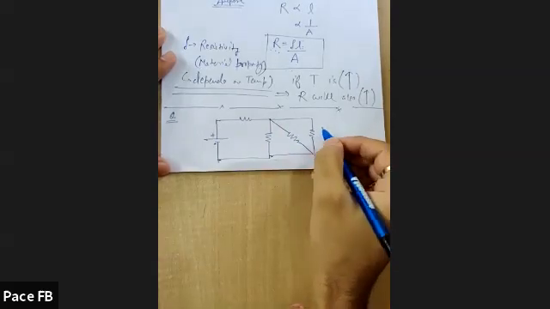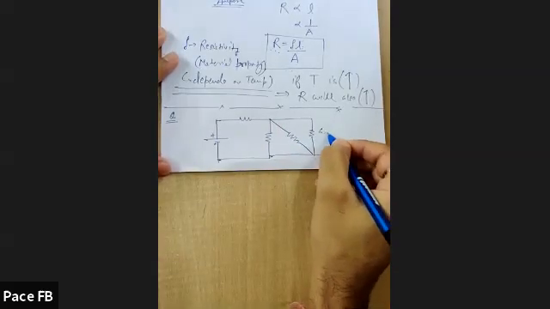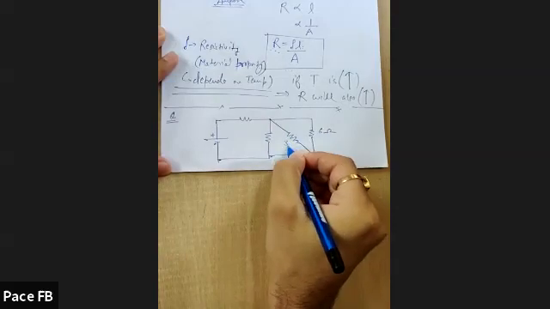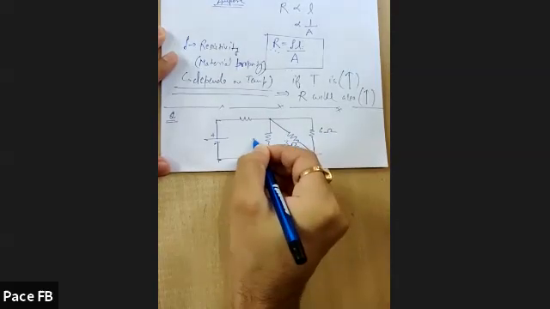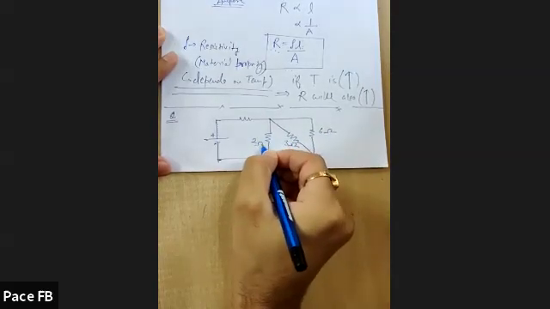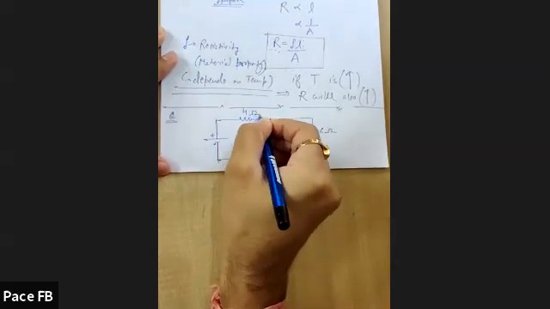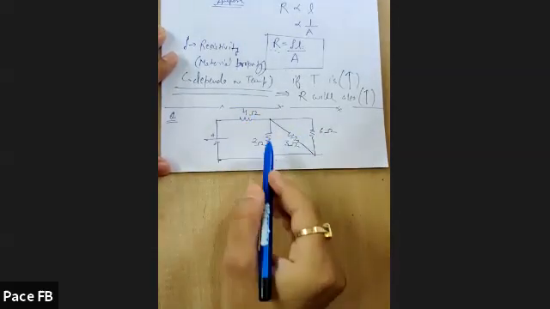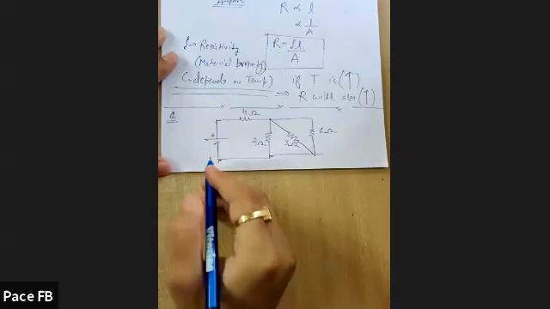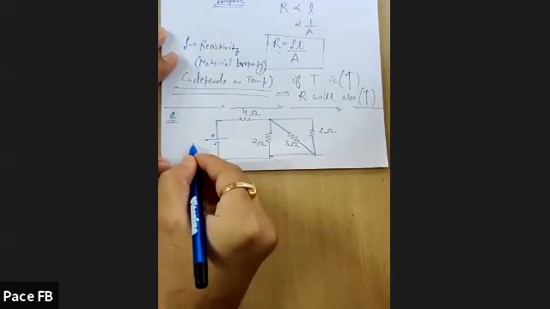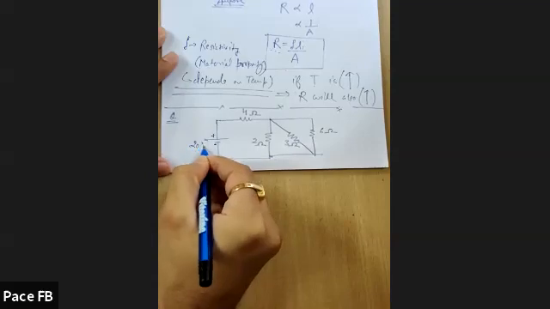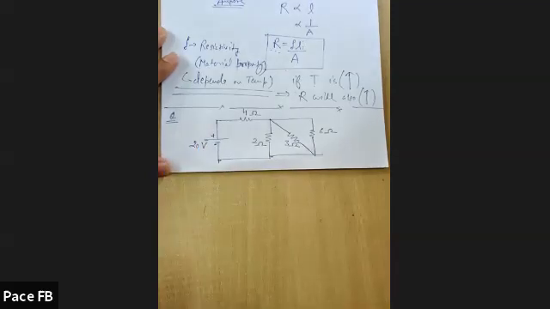Now, the resistance of this one is 6 ohm. This one is given as 3 ohm. This one is given as 2 ohm. And this one is given as 4 ohm. So there are four resistors connected in the circuit. And this battery is given as, let's say, 20 volt.